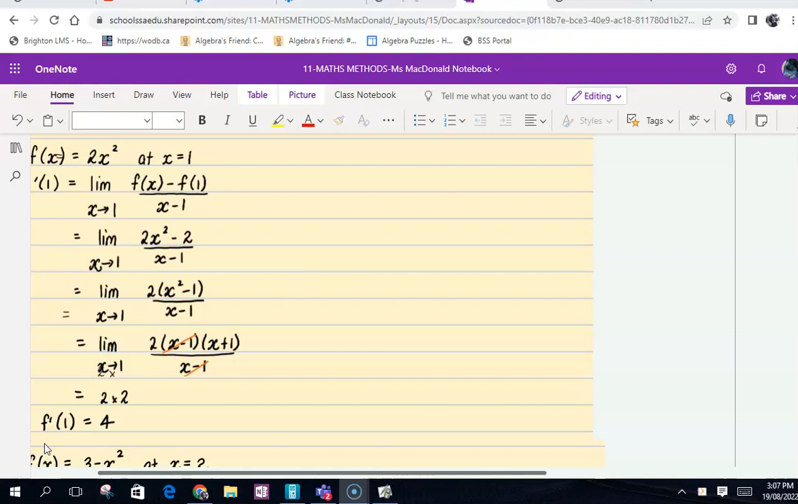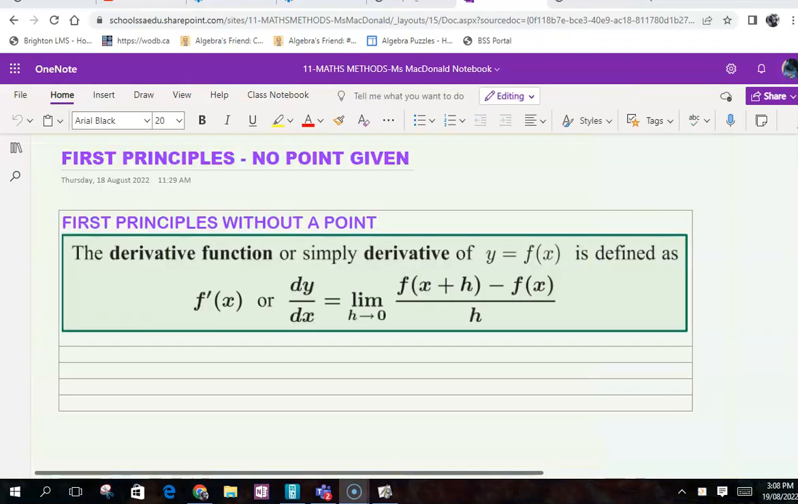How annoyed would you be? Right, so lucky for us, we're going, and what happens if we just don't have a point at all? We're stuffed then, we can't use this, correct? So lucky for us, we have a second formula. So first principles when we don't have a point, and what we are going to get from this is we are going to get a derivative function. And it'll make sense once we've got it.